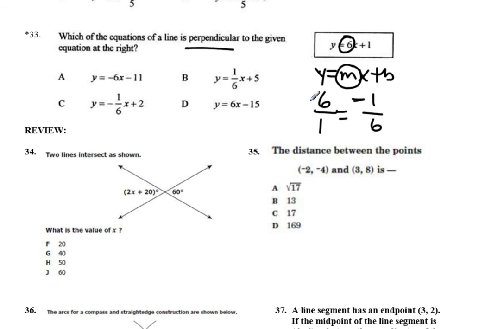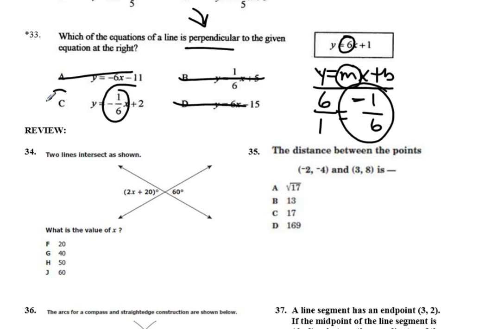Opposite of a positive is a negative. So as long as all of these are solved for y equals mx plus b form, we're looking for the negative 1/6 slope. That's the one that's going to be perpendicular to the given equation. So the only one that has a negative 1/6, not this one, not this one, this is a negative 6, this is your negative 1/6. The only one that has an opposite reciprocal is C.